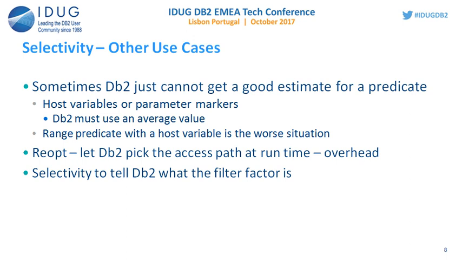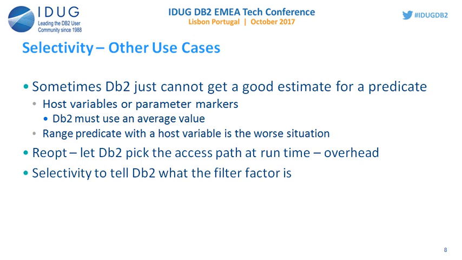If you have host variables or parameter markers in your query, if you have skewed data, distribution stats tell DB2 for this value it's 80% of the rows, for this value it's 10% of the rows. But if you have a host variable, DB2 cannot use those distribution stats. So it has to assume an average value, which is fine if you have a uniform distribution, but if it's very skewed and uneven, that doesn't work so well.